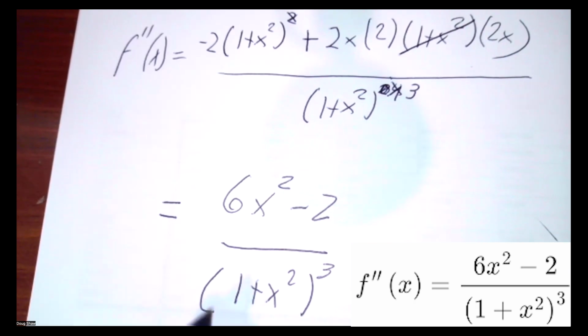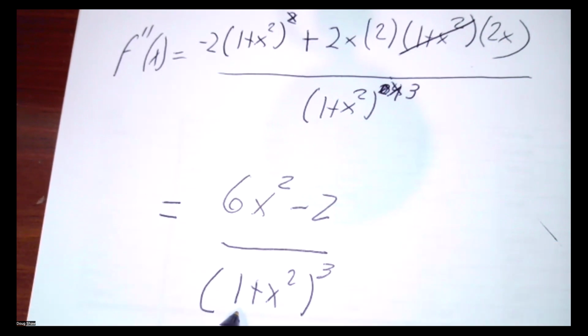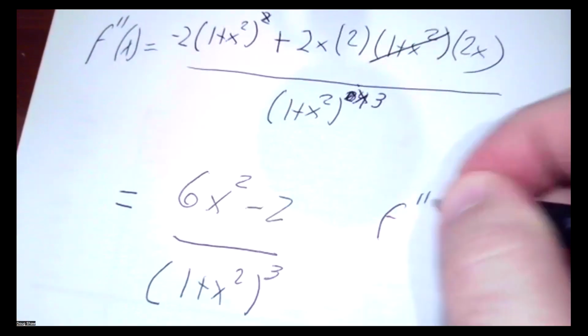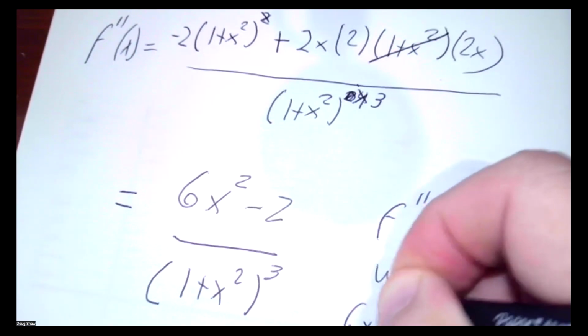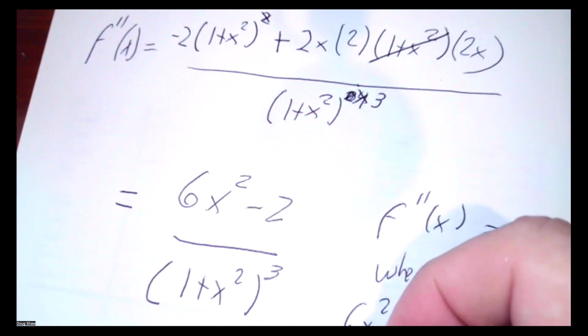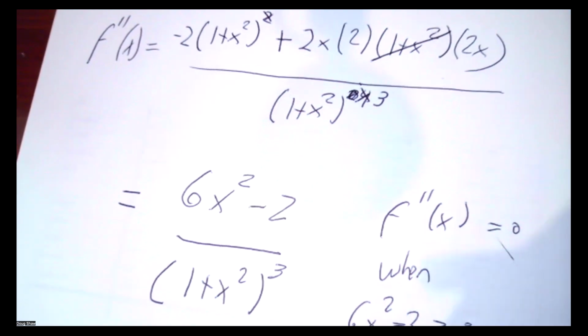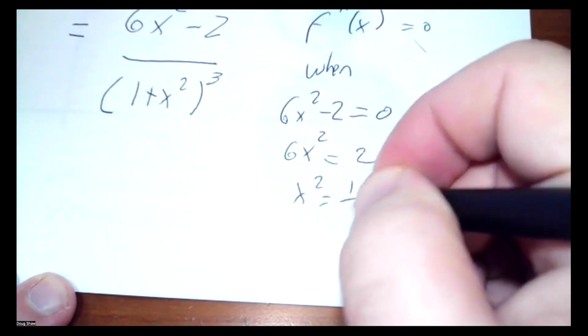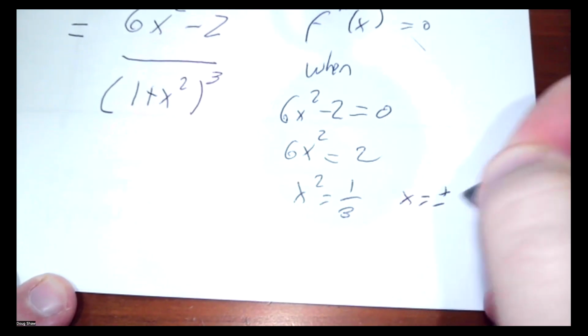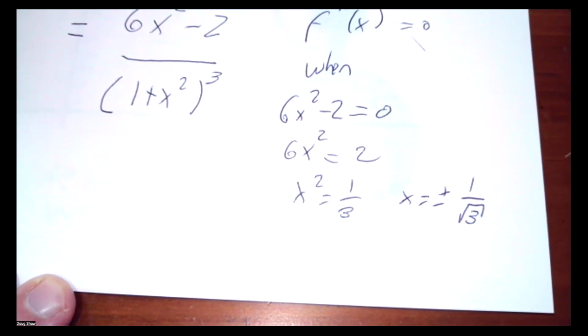Okay. So my possible points of inflection are where this is equal to 0 or undefined. Well, this is always defined because the bottom is never 0. So where is the second derivative equal to 0? F double prime of x equals 0 when 6x squared minus 2 equals 0, 6x squared equals 2, x squared equals 1/3, x equals plus or minus 1 over the square root of 3.